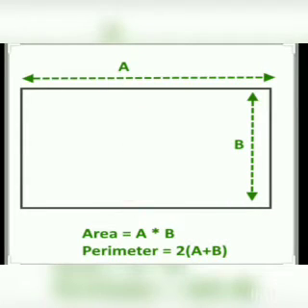So in short, we can say two main sides are length and breadth. If this side is length, then this side is also length. Here if it is breadth, here also breadth. So that means opposite sides are equal. So the area of a rectangle is, here A means length and B means breadth. So the area is A into B, or in other words, length into breadth.